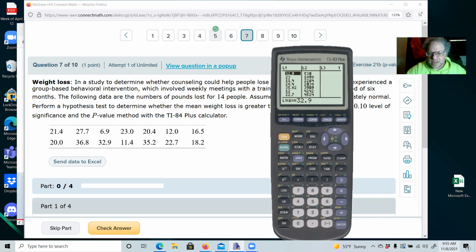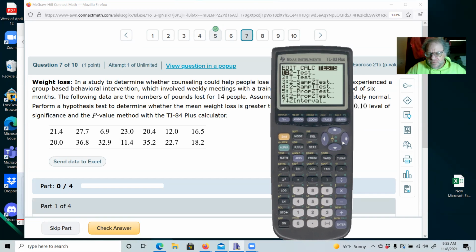And double check this for 1 second here. Okay, 21.4, 20, 27.7, 36.8, 6.9, 32.9, 23, 14.4, 20.4, 35.2, we fixed that one, 12, 22.7, 16.5, and 18.2. Excellent. Okay, we're going to go to stat.